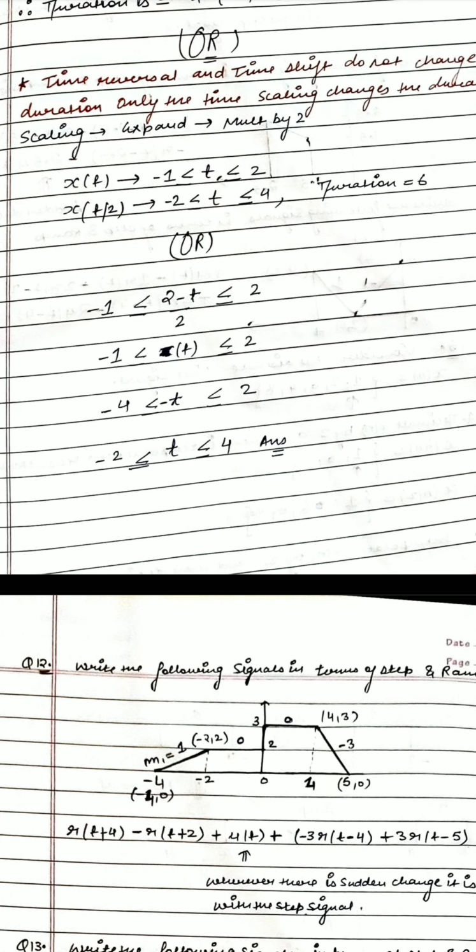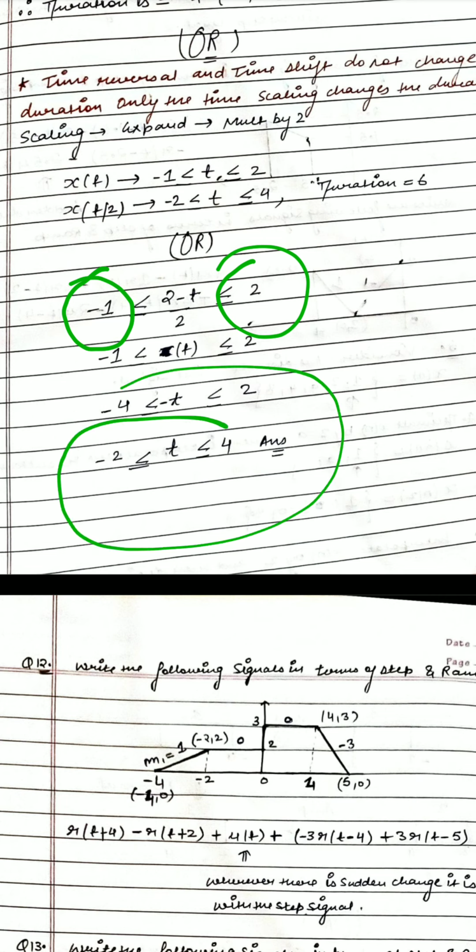2 minus t divided by 2. It is from minus 1 to 2. We are taking only the bracket part. So x of t, t here is from minus 1 to 2. So minus t is from minus 4 to 2. Solve this, you will get that t belongs from minus 2 to 4. The duration is 6 and the limits are from minus 2 to 4.